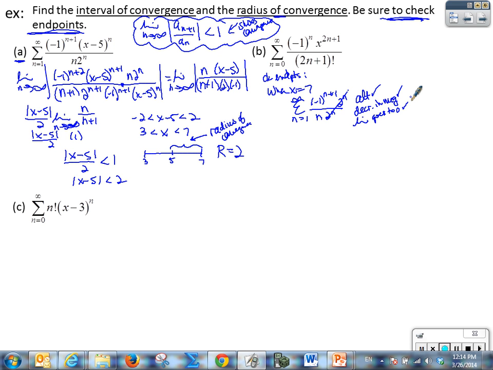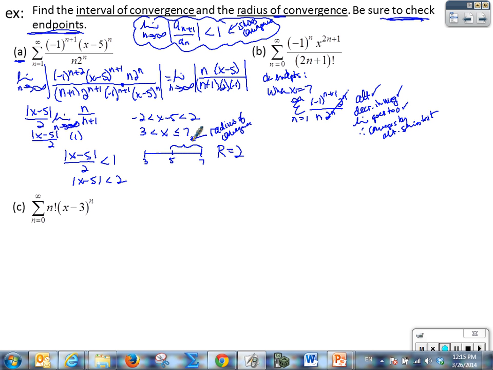Therefore, it converges by the alternating series test. Should bring back memories. That means, yes, you guessed it, I get to go over here and put an equal sign there. That's what testing the endpoints means. That means it does converge at 7. We just verified that it converges at 7. So that is part of the interval of convergence.